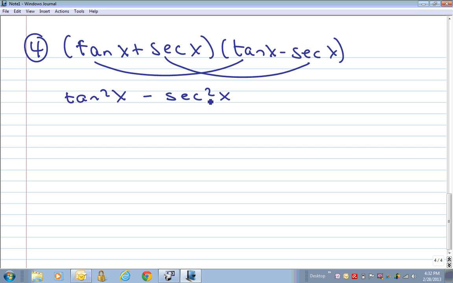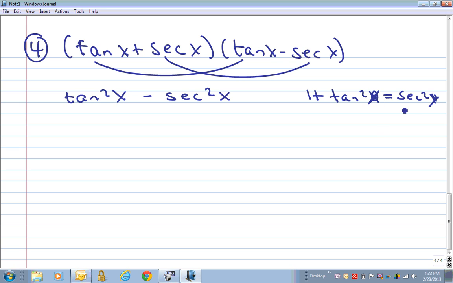All right, the next thing we're going to do is look at what this has to do with. If you look on your identity page, you won't see tan minus secant. So we're going to go over here and manipulate one of your identities. We will see 1 plus tan squared theta equals secant squared theta. So, or x in this case, sorry.